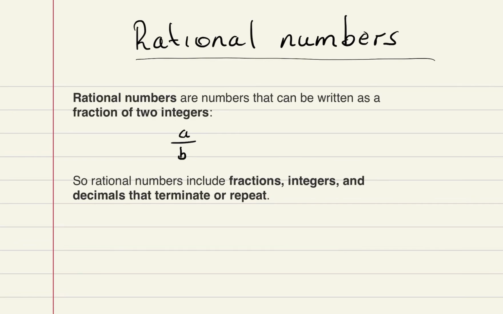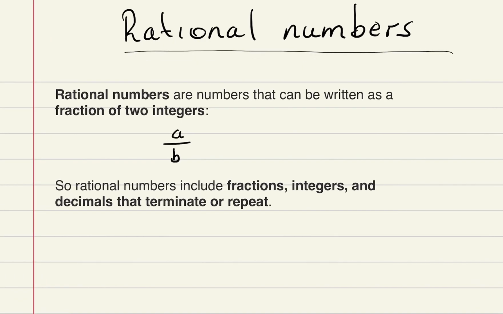In this lesson, we're going to learn about rational numbers. So what are rational numbers? Rational numbers are numbers that can be written as a fraction of two integers. So a and b must be integers.